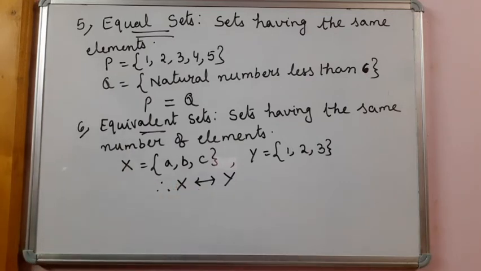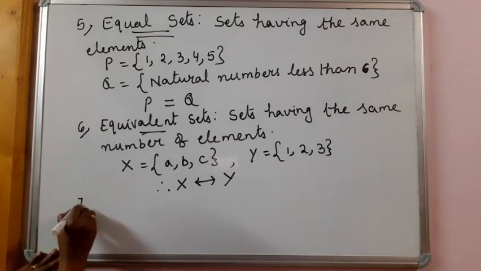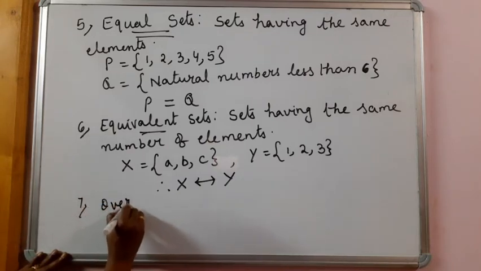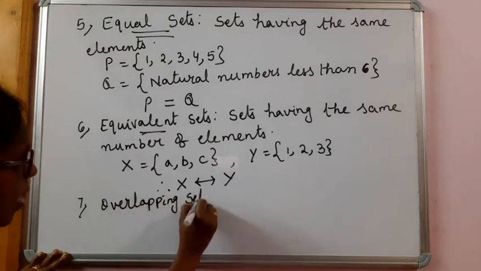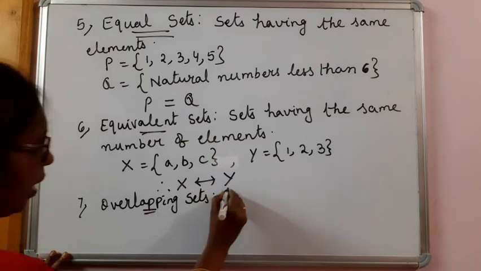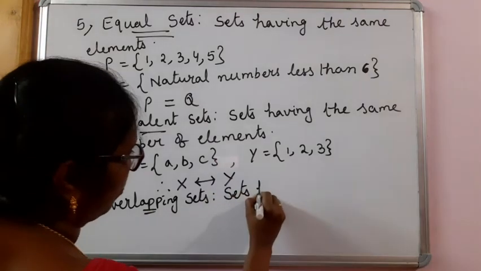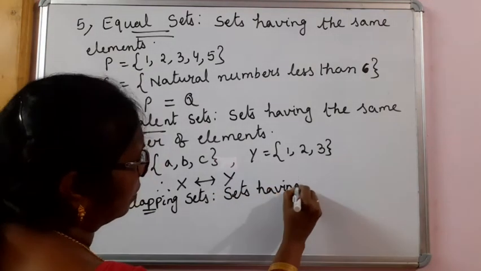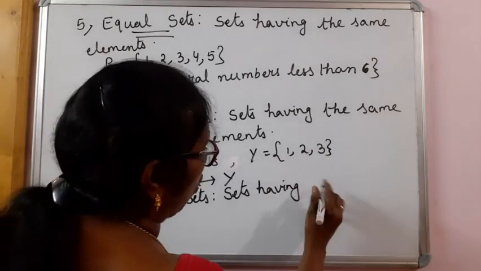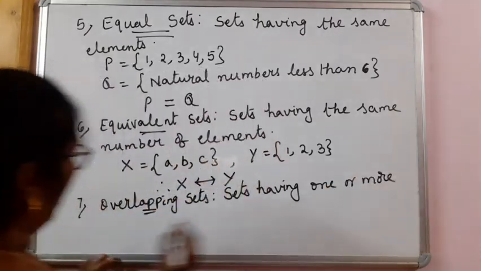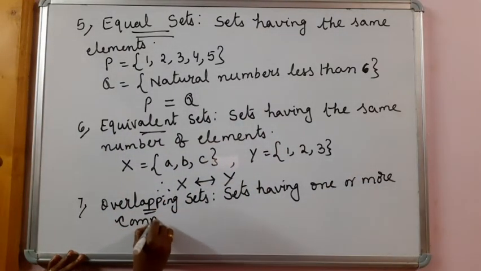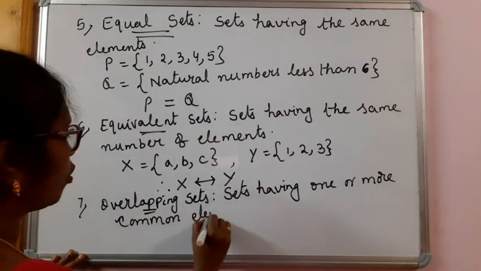Okay. Next, we are going to learn about what are overlapping sets. Overlapping sets means sets having some common elements are said to be overlapping sets. Sets having one or more common elements are said to be overlapping sets.